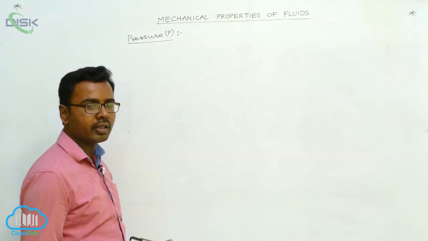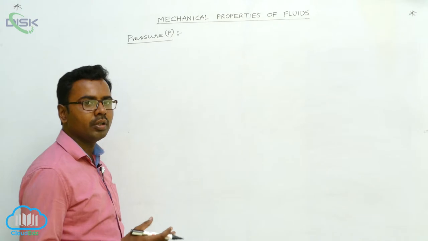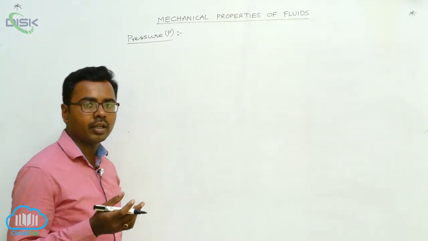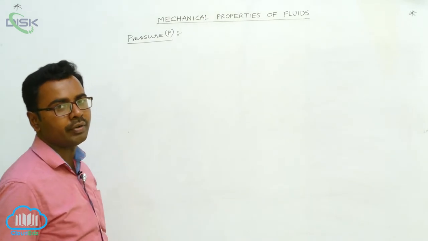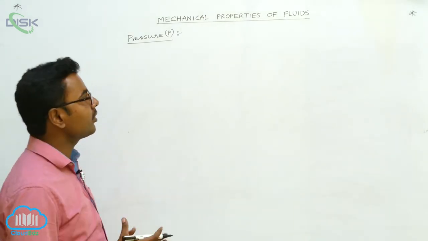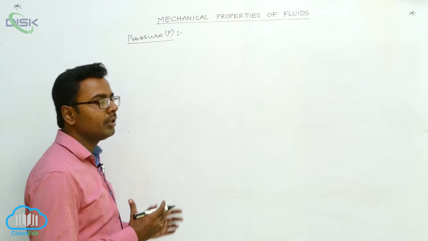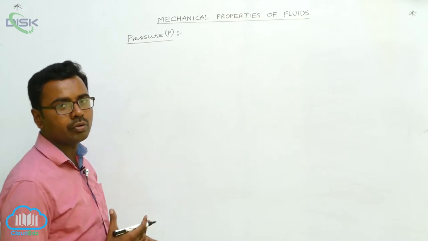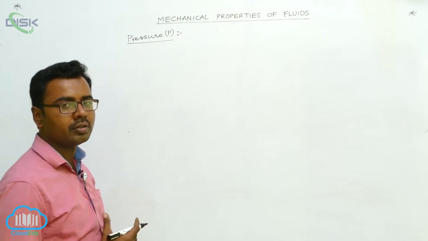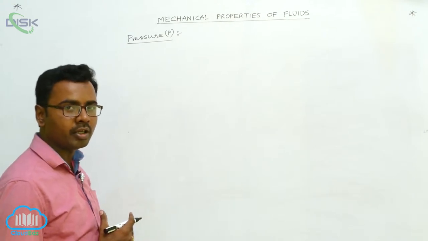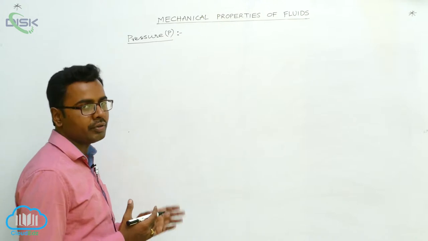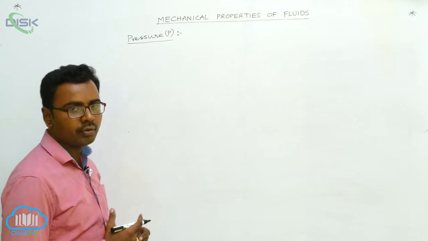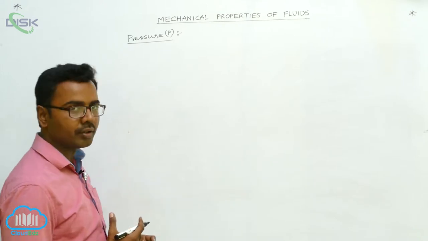Every liquid and gas can exert pressure, and also liquids and gases have the viscosity property, and all liquids have the surface tension property. Now in this lesson, we are going to discuss different properties of fluids like pressure, viscosity, surface tension. Surface tension is a property exhibited only by liquids, but pressure and viscosity are common properties for liquids and gases. First of all, we discuss pressure.